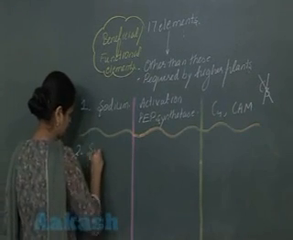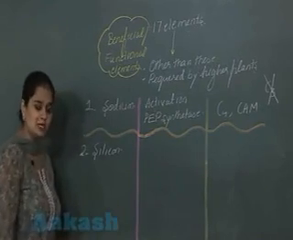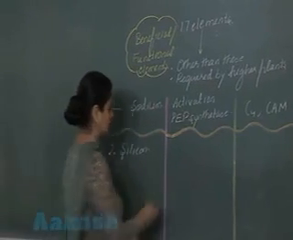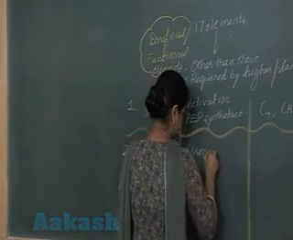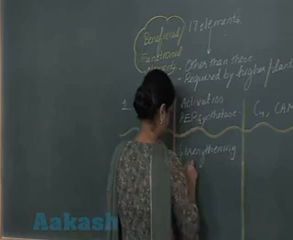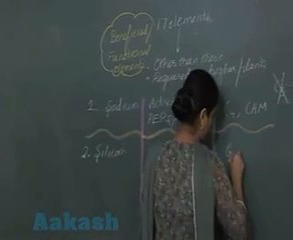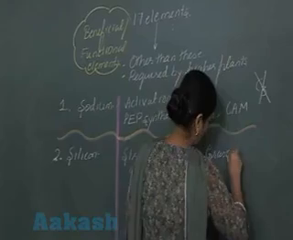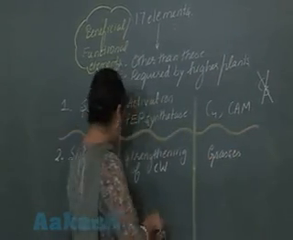Now coming to the next one, that is silicon. Silicon is required for the strengthening of the cell wall, and this requirement is there for the grasses, right? Next one.